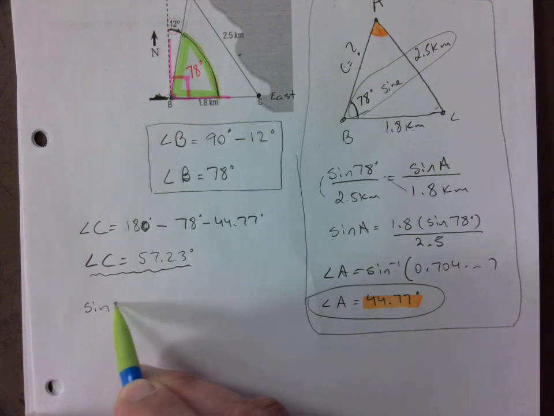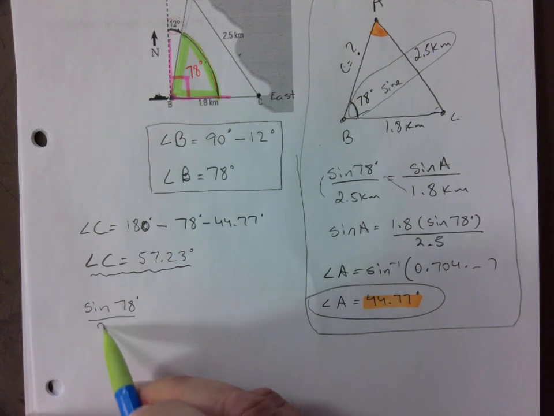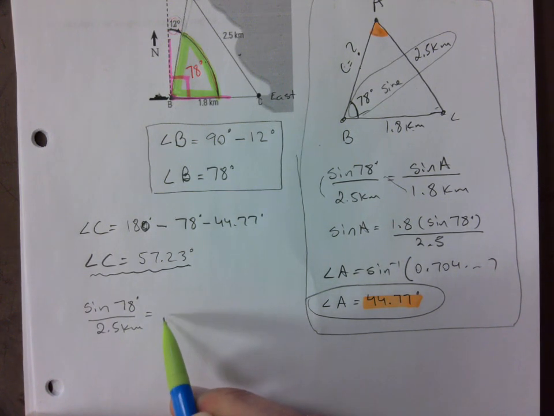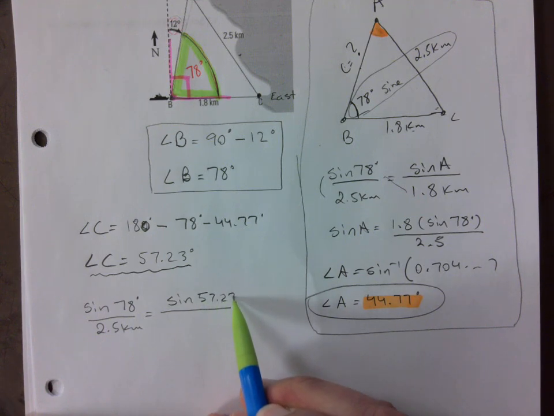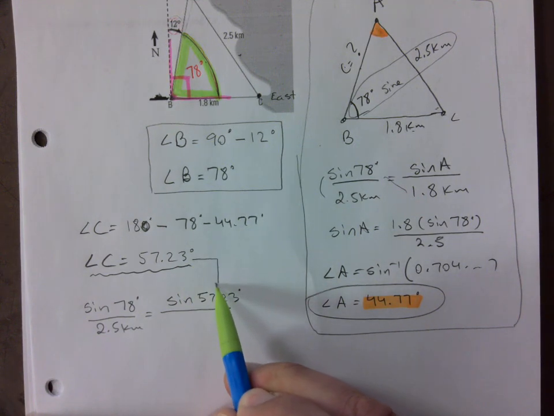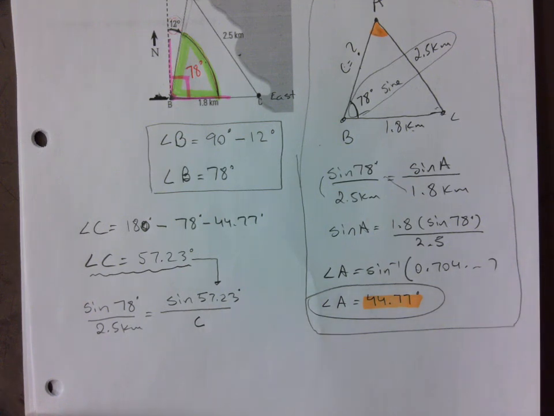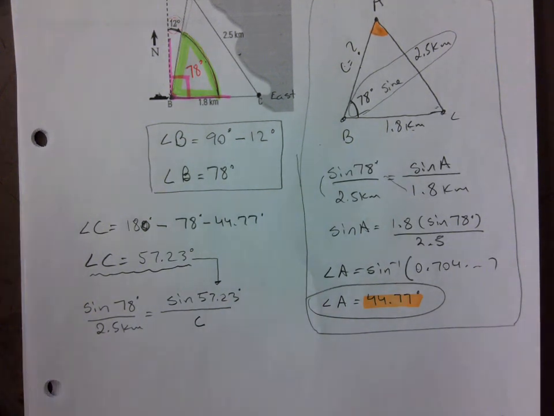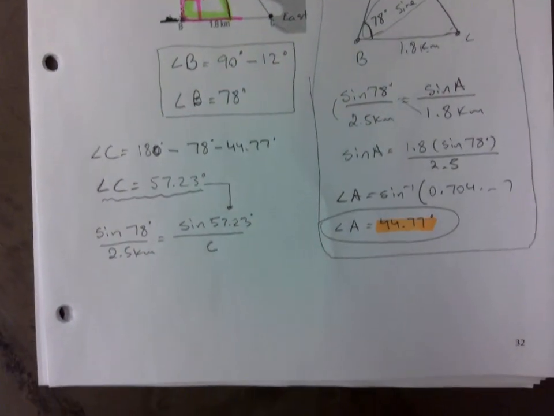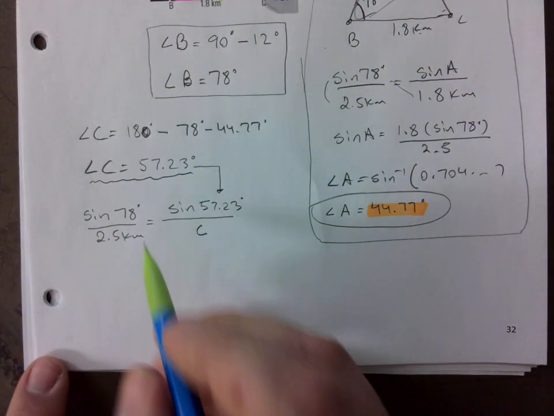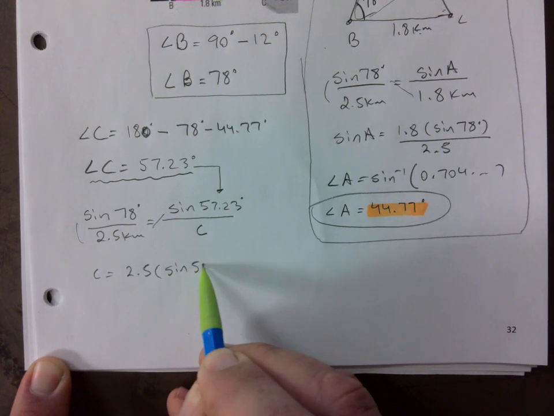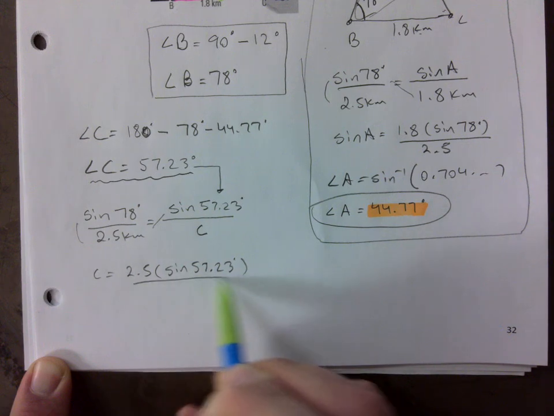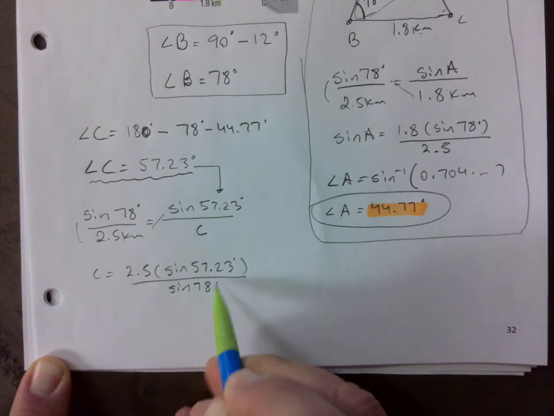Sine, I'm going to start with the same pair that I used at the very beginning. That's the safest one to use. Now I'm going to use this angle that I just found. Okay, I'm actually going to go arrow, plug it in, right? Over side C. Finally, we get to solve for what we want to solve for, ultimately. And so it's cross multiply and divide. So C is 2.5 times sine of 57.23 over sine of 78 degrees.